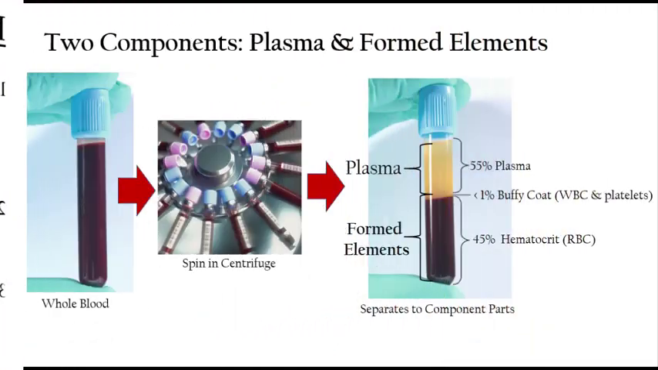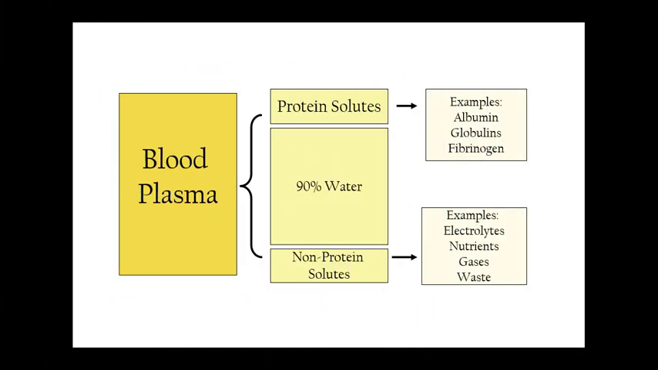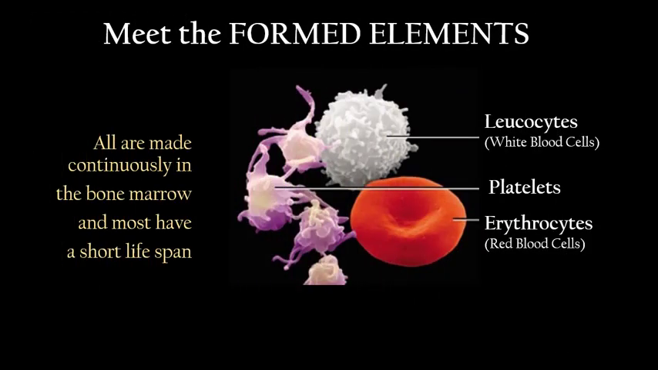If you spin blood in a centrifuge, it separates into a liquid portion, the plasma, and formed elements. Formed elements are cells and cell fragments. The plasma itself is basically water with substances dissolved in it. The formed elements include the white blood cells, red blood cells, and platelets. All three of these are made in the red bone marrow, and their production is under hormonal control. The number of red blood cells and platelets remains relatively constant, but the white blood cell count will fluctuate when there's an active immune response occurring.